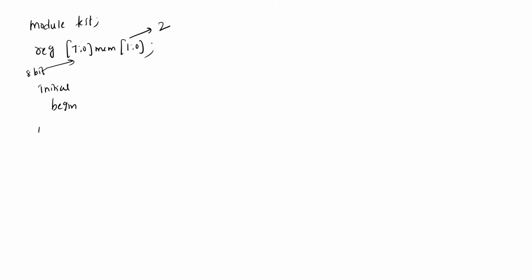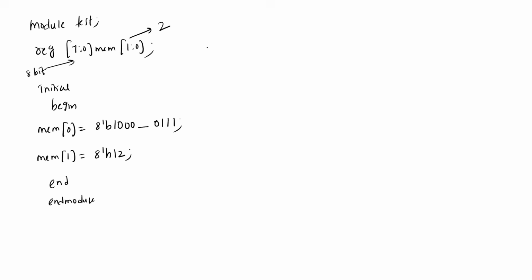Here I am writing initial begin. I am giving mem of 0 equal to 8 tick binary 1000 underscore 0111. And mem of 1 equal to 8 tick h12. Okay, and end module.